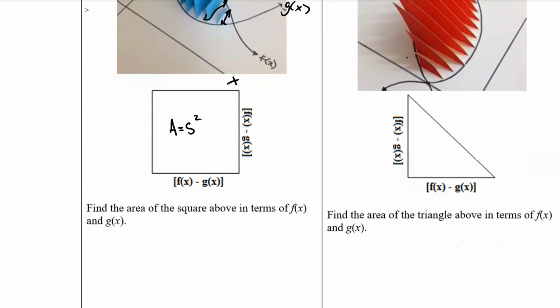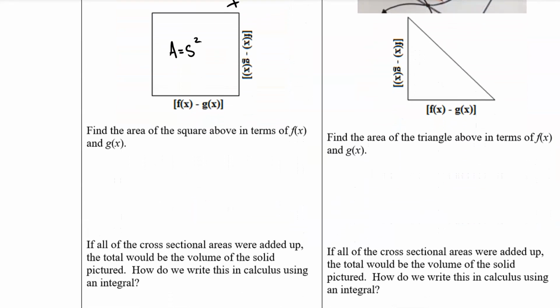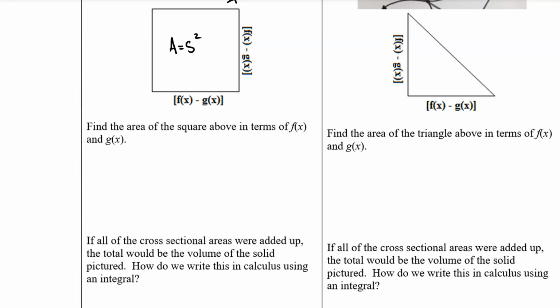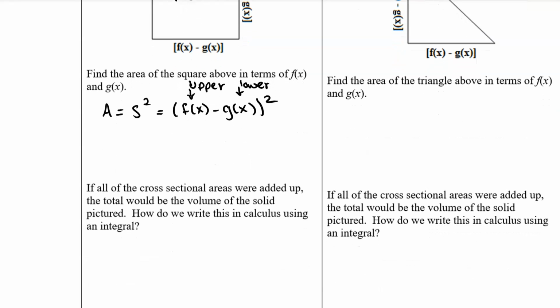So what we're going to see when we write the area in terms of f and g, is we've got the area is equal to the side length squared, where the side length is f of x minus g of x. This is going to be our upper and our lower, right? Squared.